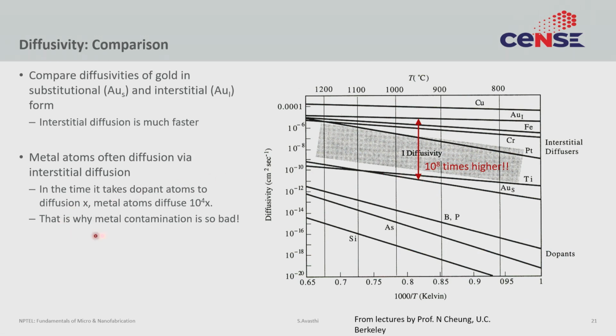So, once again, this is why metal contamination is so bad. Any metal on the surface will diffuse more than your dopants will. So, in the same amount of time that your dopants are going 1 micron, your metal contamination can go hundreds of microns and completely contaminate your wafer.